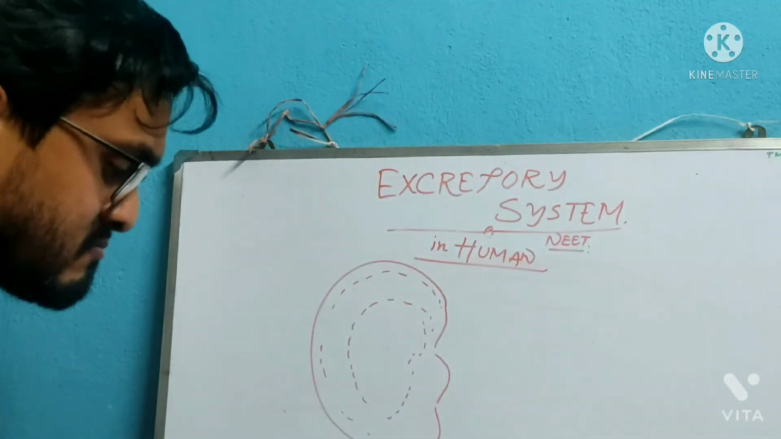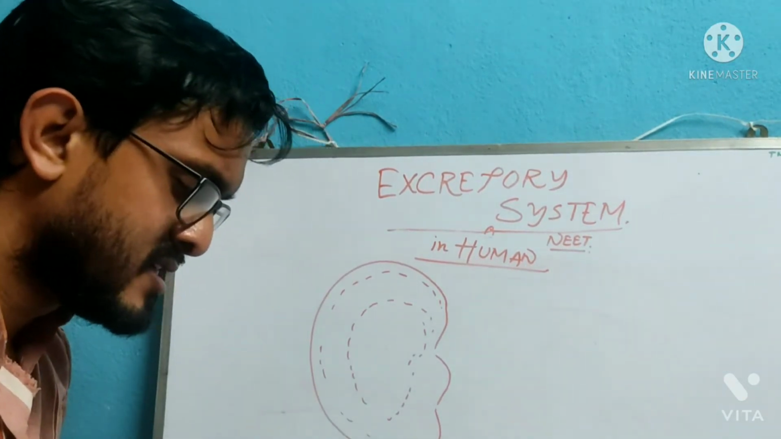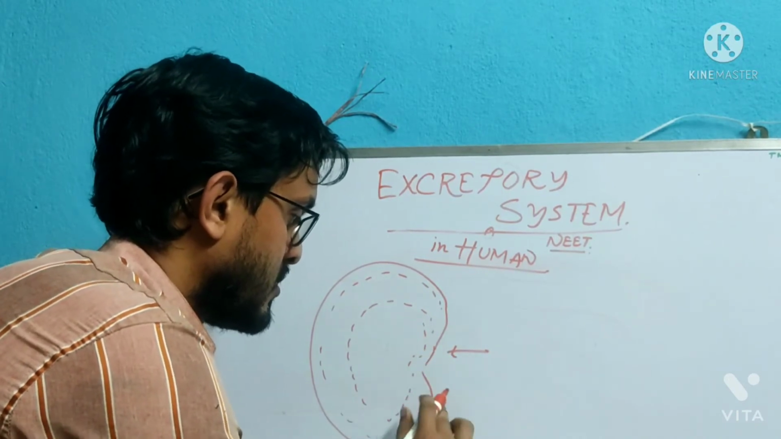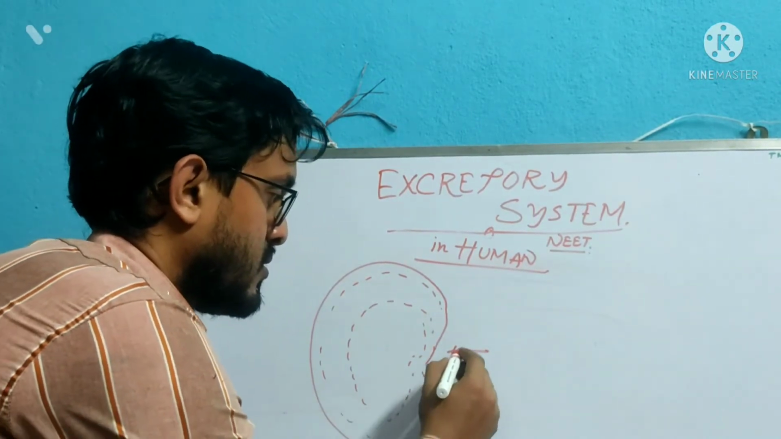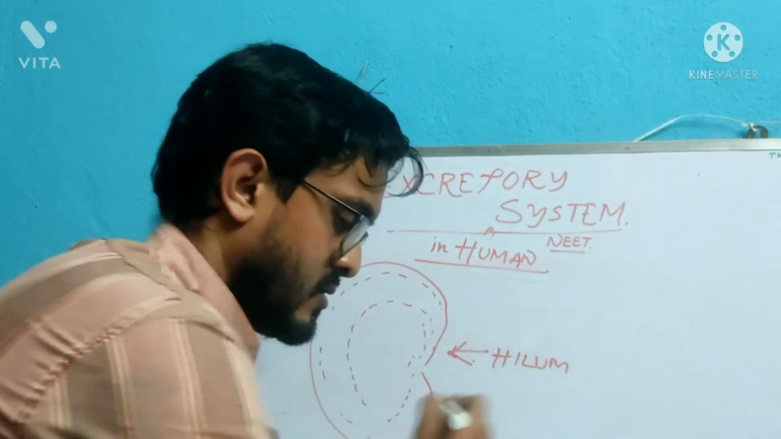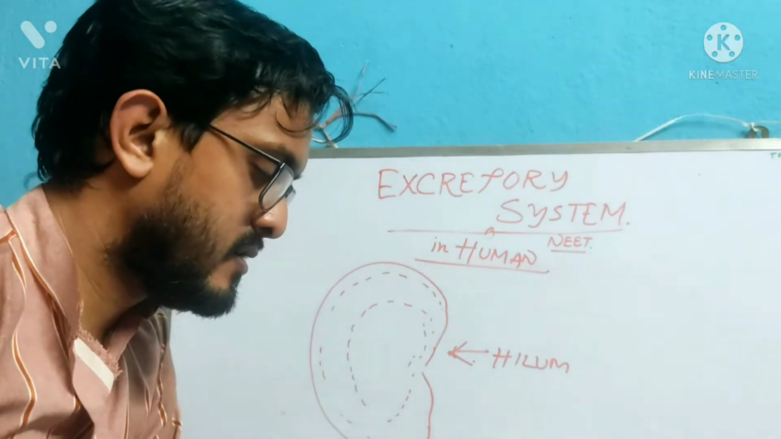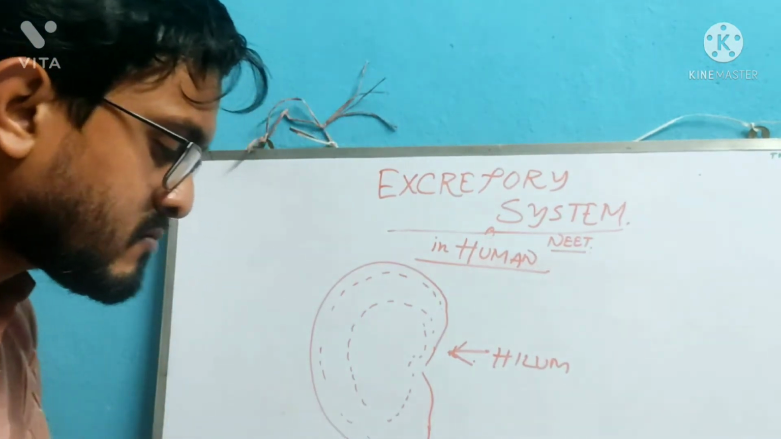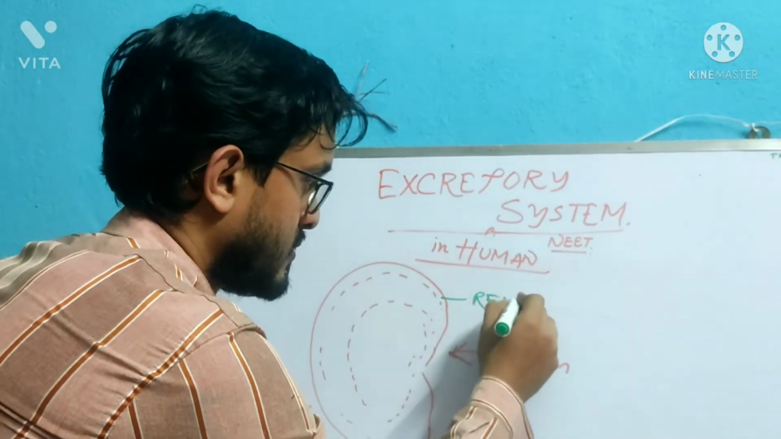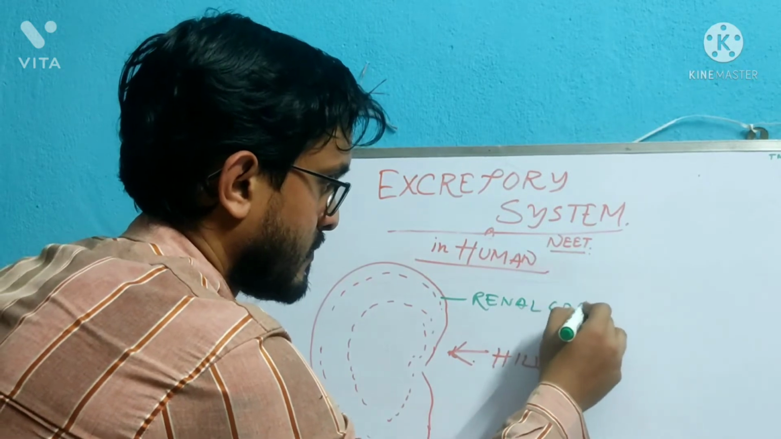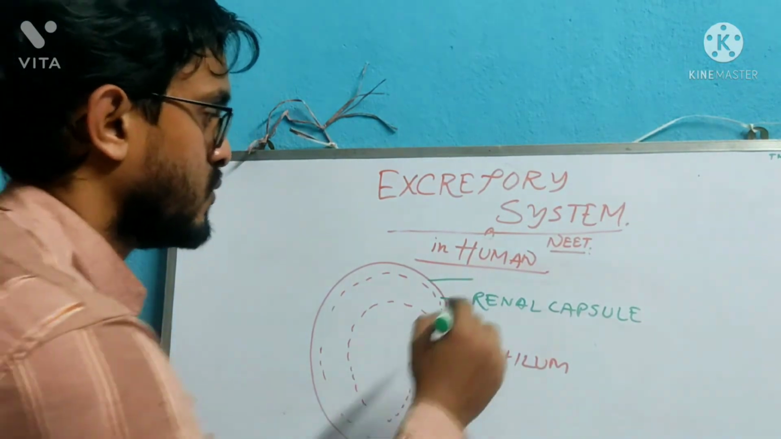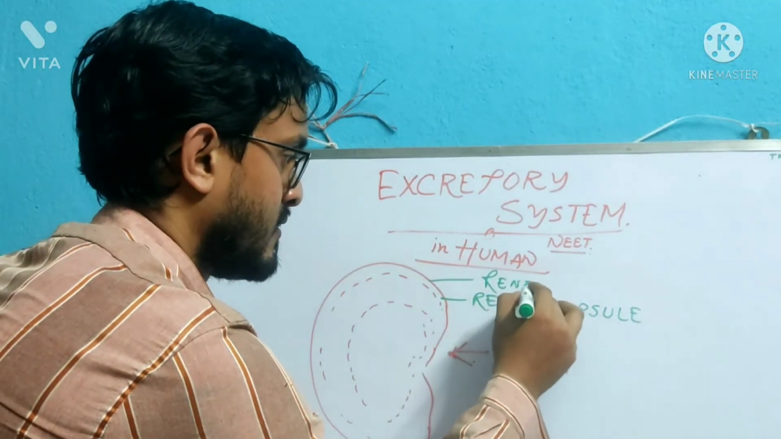Now in the kidney we have a slight depression which is known as the hilum. The outer covering of the kidney is known as the renal capsule. And above this renal capsule is a fibrous tissue.